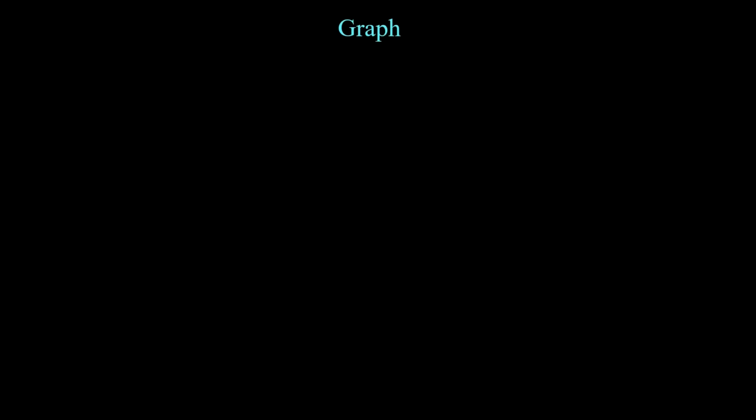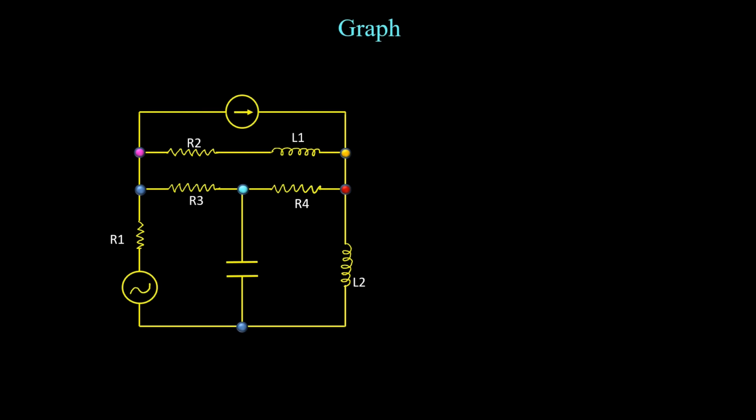Now coming to the graph. How do we represent a given network in terms of a graph? Why are we converting the given network into a graph? We are going to represent this network in terms of matrix notation, and for that we follow the graph method. The complexity of the network will reduce if you use graph theory.